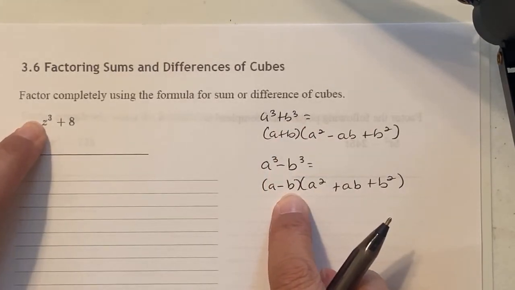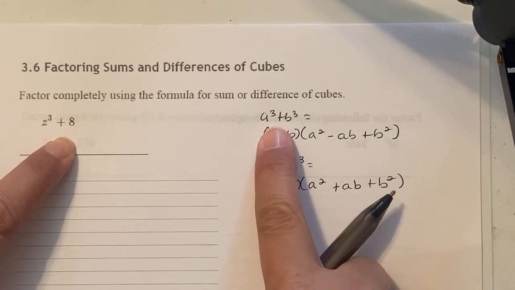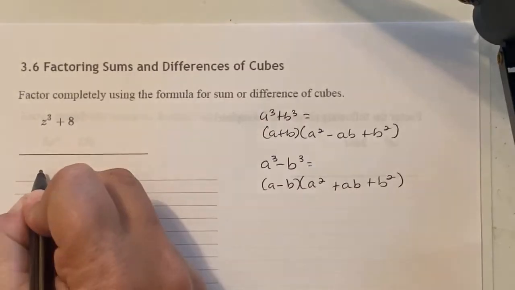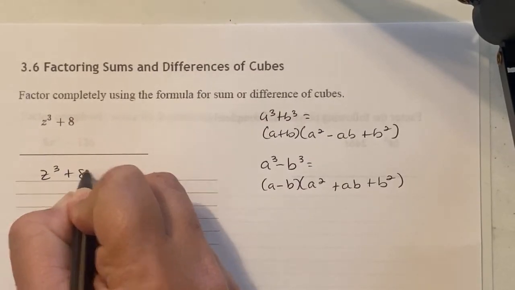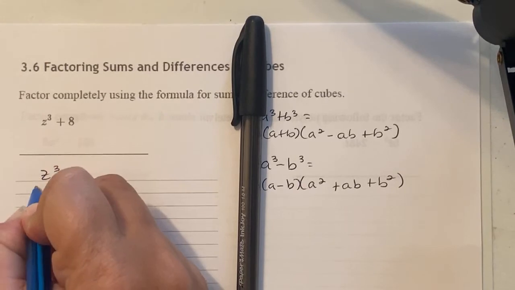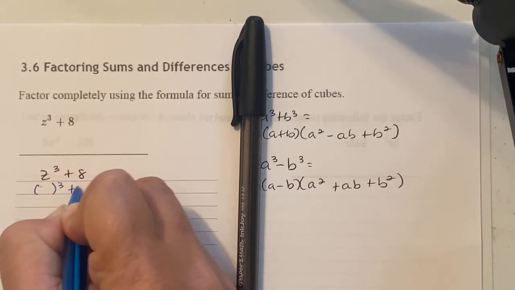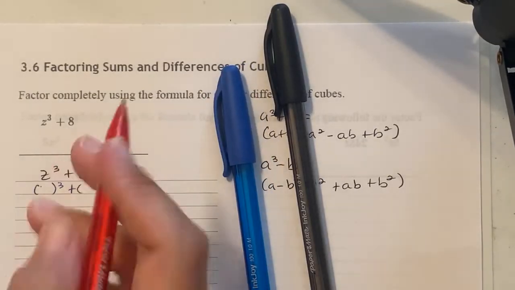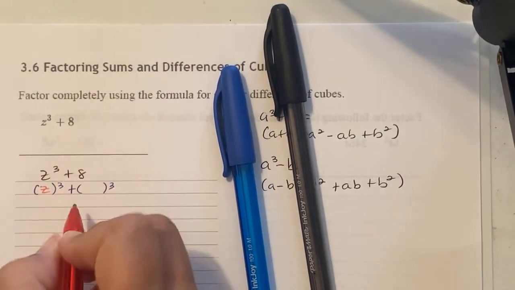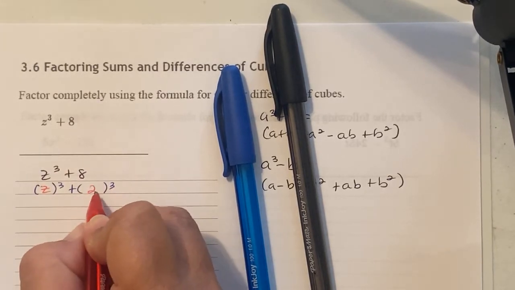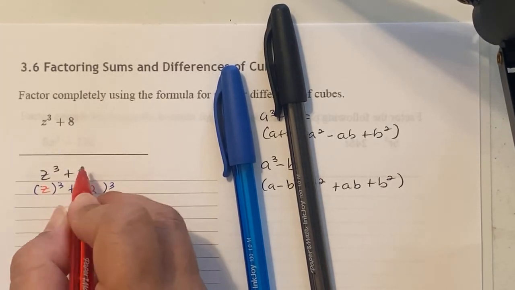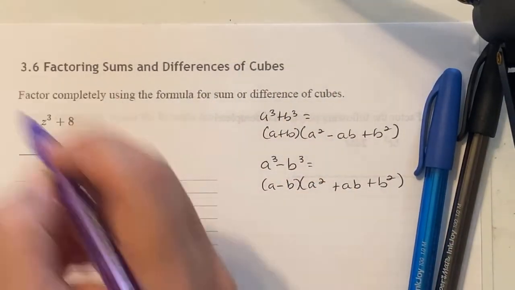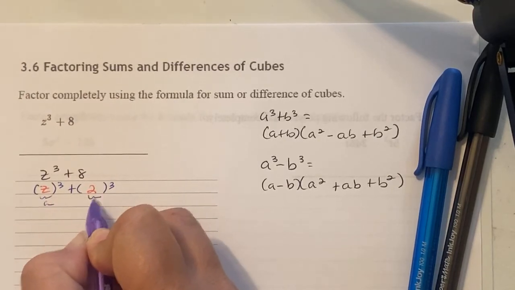So when you look at this problem, it says z cubed plus 8, which means the sum of cubes. In order to break it down, the first thing we do is format it into powers of 3. So you take your original problem, z cubed plus 8, and rewrite it as something to the power of 3 plus something to the power of 3. If I raise z to the power of 3, I get z cubed. If I raise the number 2 to the power of 3, I get 8. This piece represents the A position and this represents the B position.